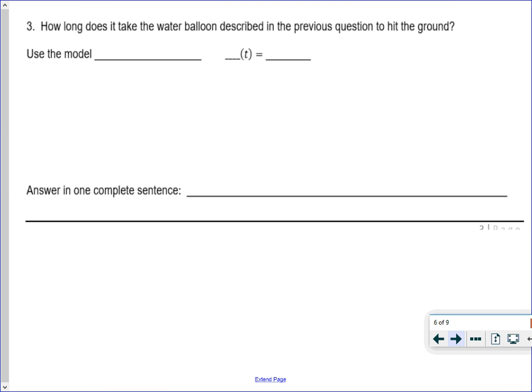The next page over here, we're asked how long does it take a water balloon described in the previous question to hit the ground? Which model are we going to use? Truth be told, you can use either model, but in this problem, I think the easiest one to use is the DFT, because it's asking us how long does it take to hit the floor. So we're given the distance of it being dropped, which is going to be 50. So in my opinion, DFT equals 16t squared is going to be the easiest. So the DFT is going to equal 50 because it's dropped 50 feet.